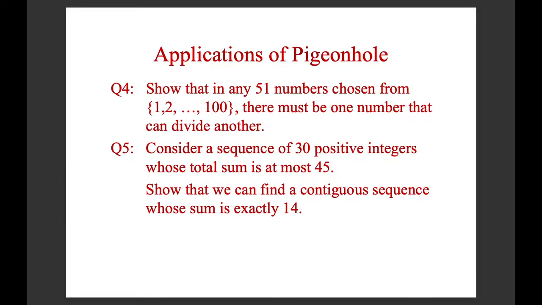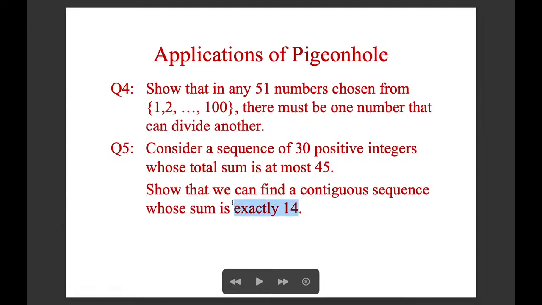So this question says, suppose we have a sequence of 30 positive integers, so maybe 113, 125, 111, something like this. But the total sum of these integers is not far away from 30, it's just 45. We want to show that we can find a contiguous sequence inside this 30 positive integer sequence, starting from one and collecting all the contiguous ones, such that the sum is exactly 14.